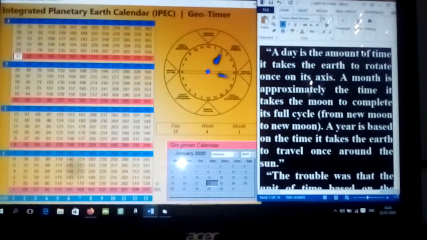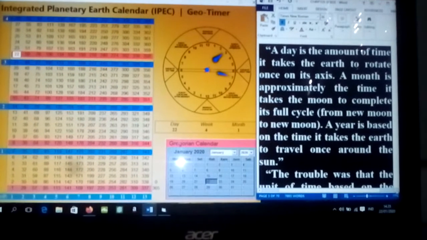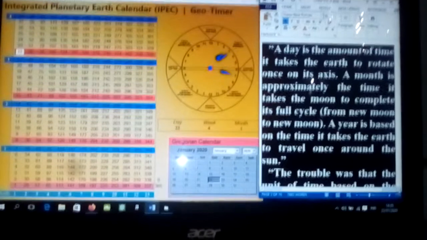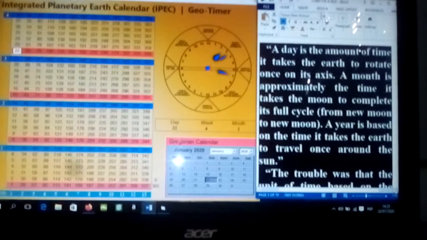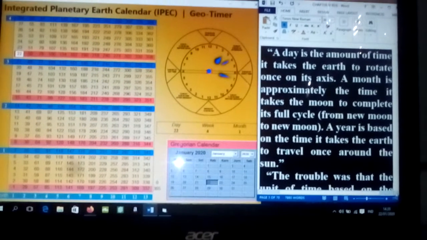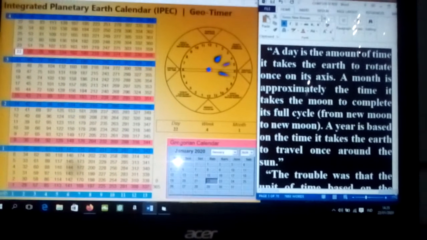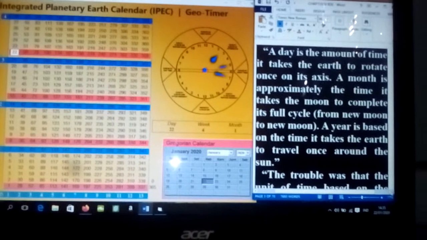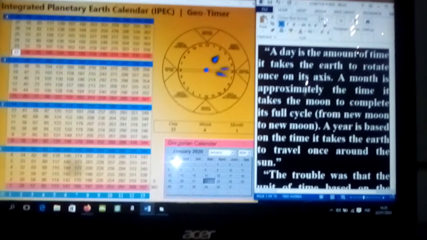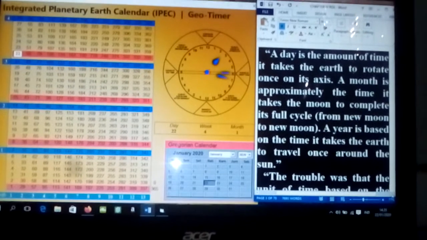A day is the amount of time it takes the Earth to rotate once on its axis. A month is approximately the time it takes the Moon to complete its full cycle, from new moon to new moon. A year is based on the time it takes the Earth to travel once around the Sun.